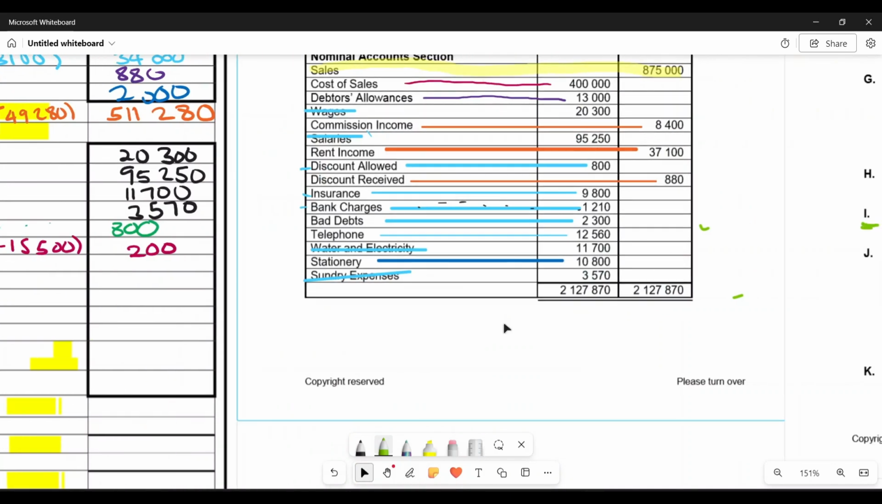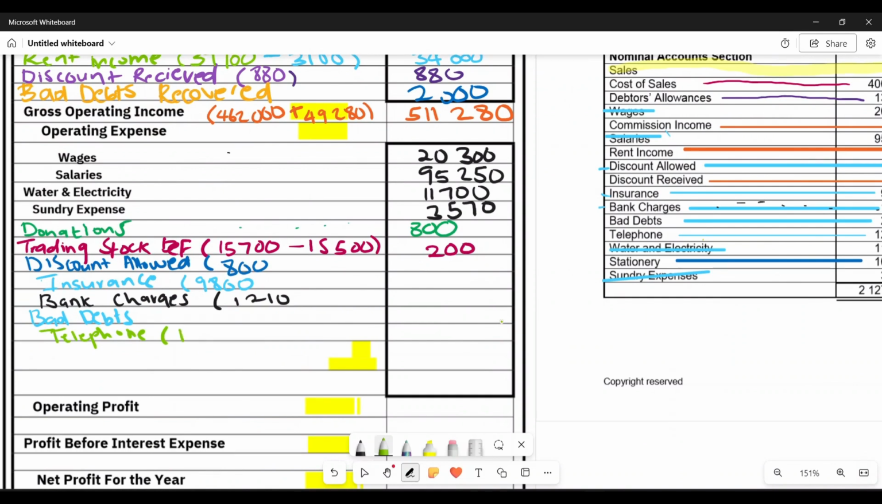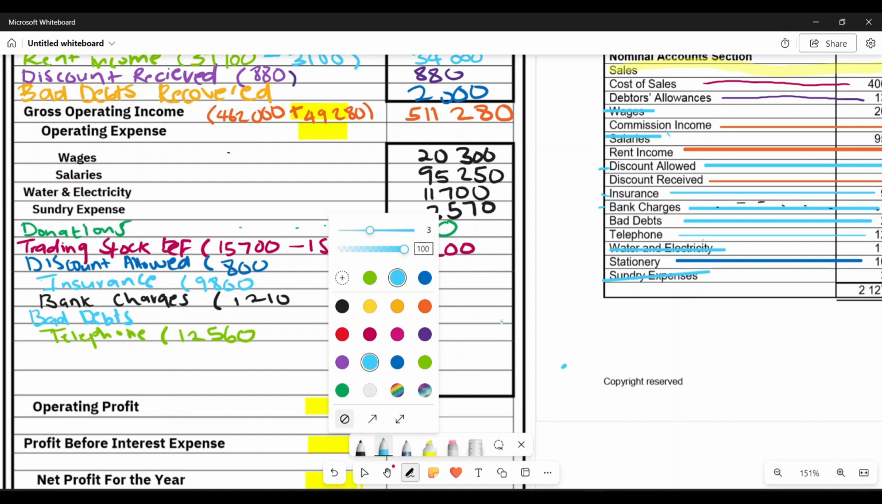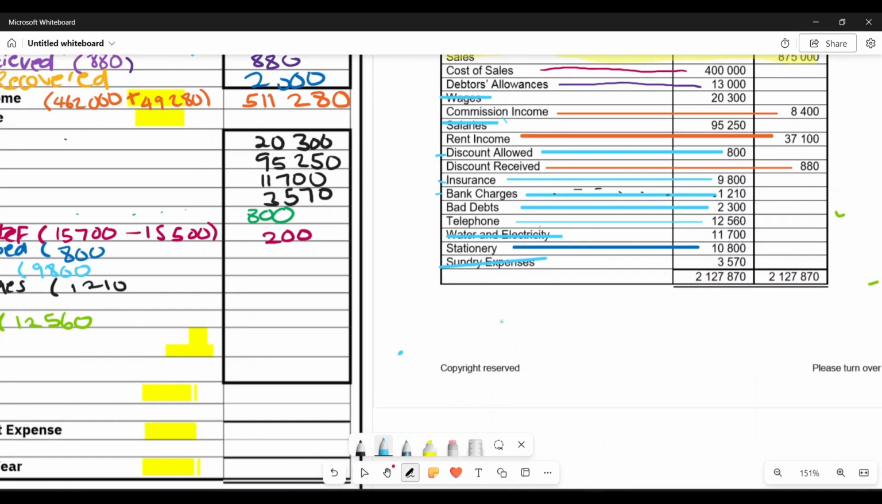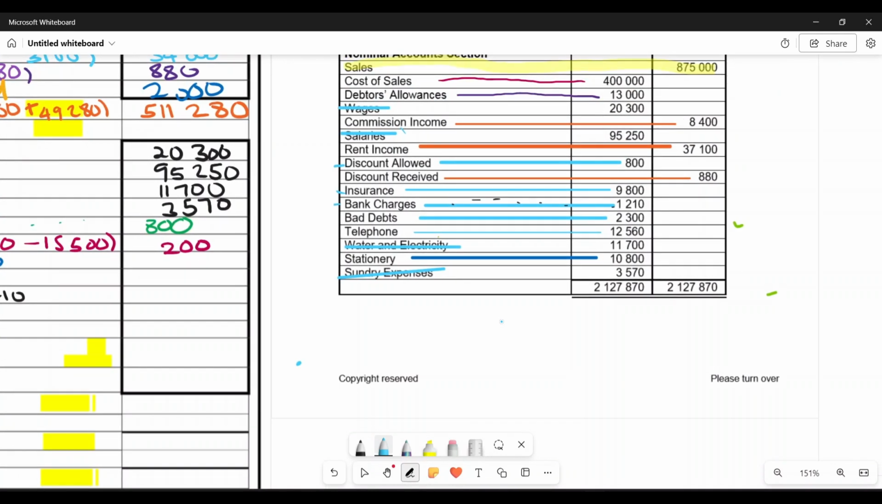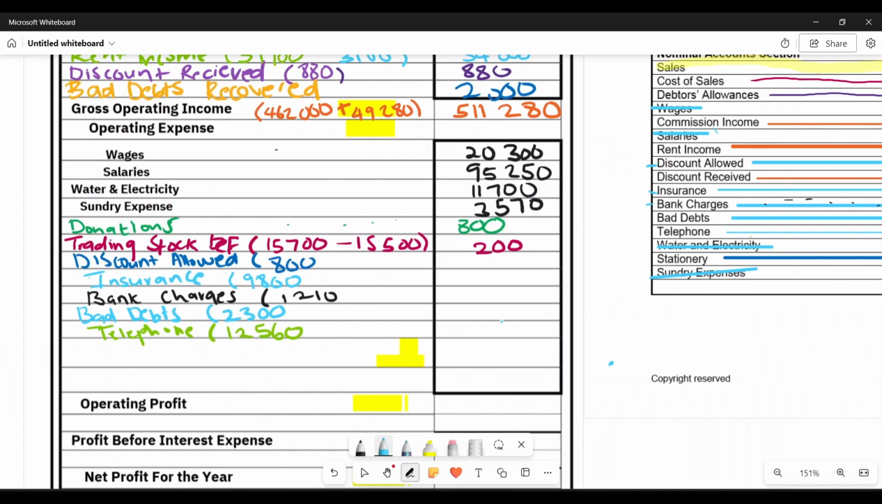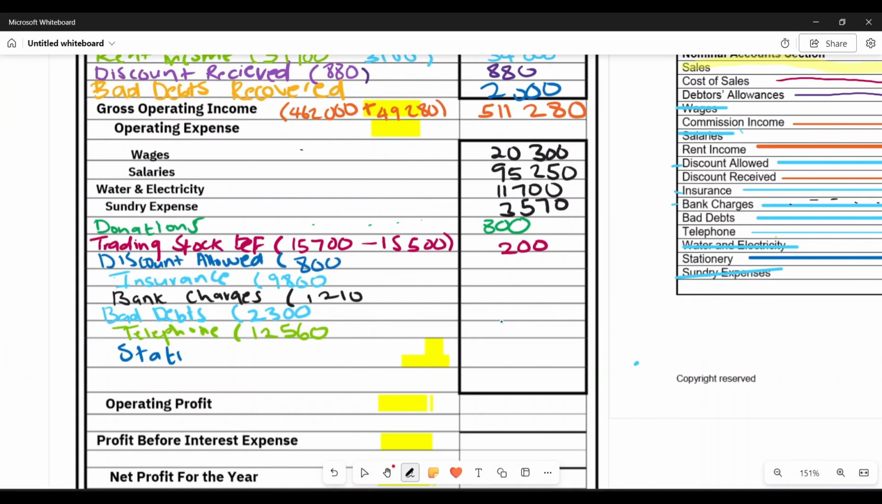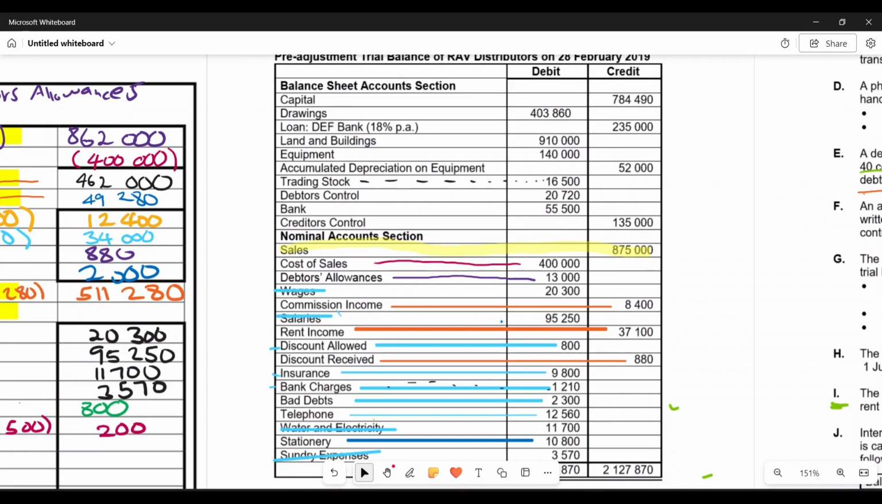Now, my telephone account, let me see how much is it? 12,506. And my bad debts, 0.3. Now, stationery, and remember I said with regards to stationery, this is the stationery that we use the year. So I'm going to write my stationery. And for the last line item, let me look here. What is it that I have?